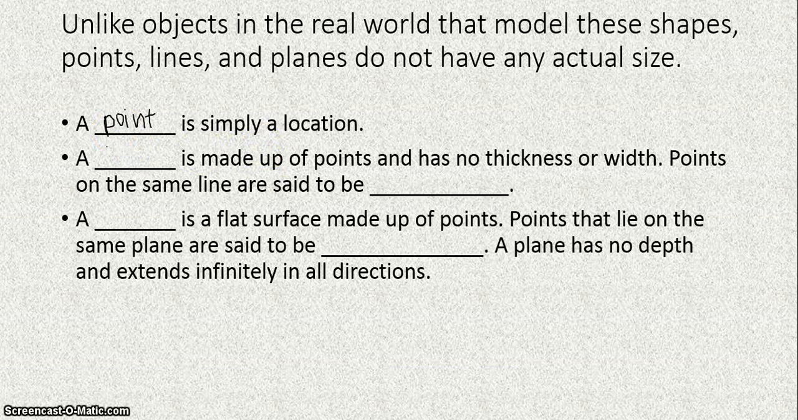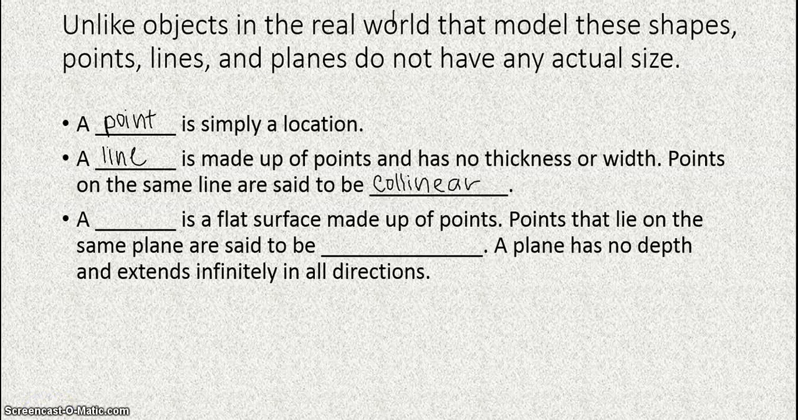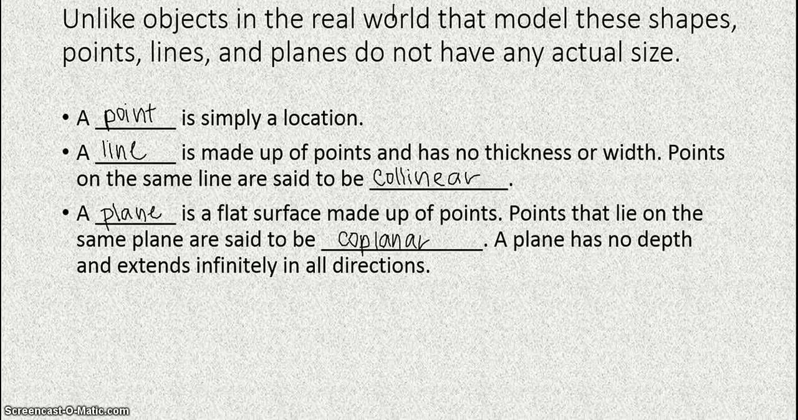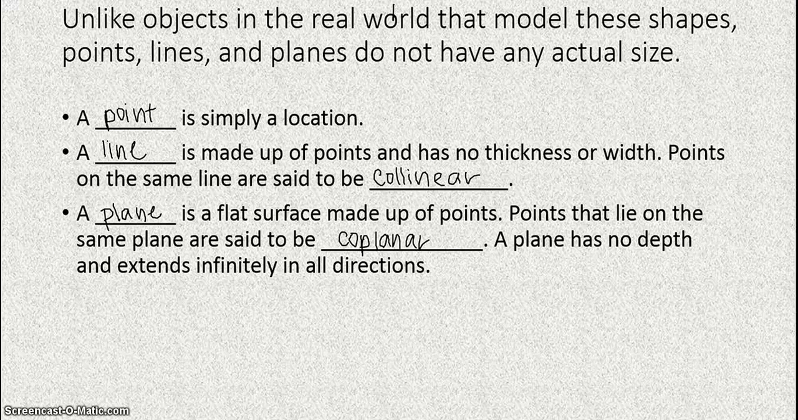Okay, a point is the first blank. It is simply a location or a marker. A line is made up of points and has no thickness or width. Points on the same line are said to be collinear because they share that line. A plane is a flat surface made up of points. Points that lie on the same plane are said to be coplanar, and a plane has no depth and extends infinitely in all directions. So just like if several points are on one line, they're called collinear. If you have several points on the same plane, they're called coplanar.